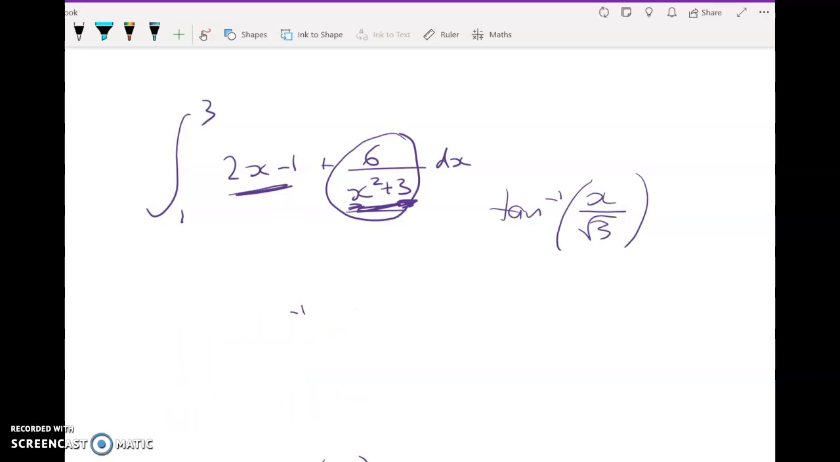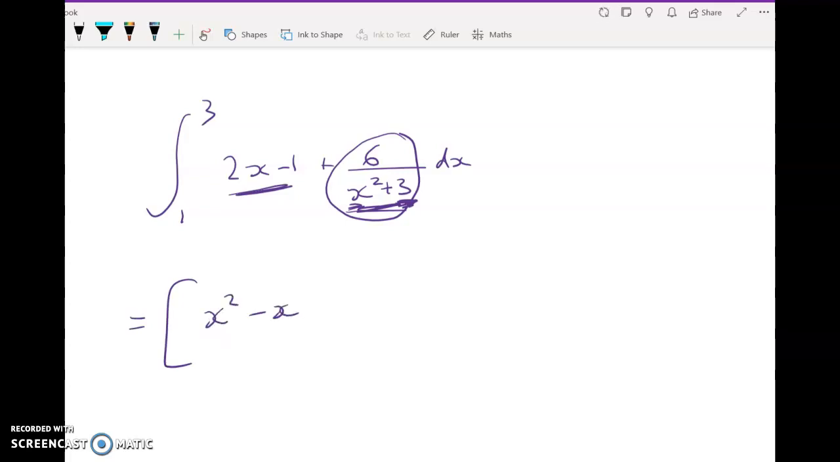If you watch the video with all of the tan inverse revision that I did a few months back, or actually maybe last year, there are lots of examples like that one there. So let's get back into this and do the integration. Just find my piece of paper. So the first bit in here is really easy. 2x integrates to x squared minus 1 to minus x. And now let's leave a big gap, and we've got tan inverse of x on root 3.